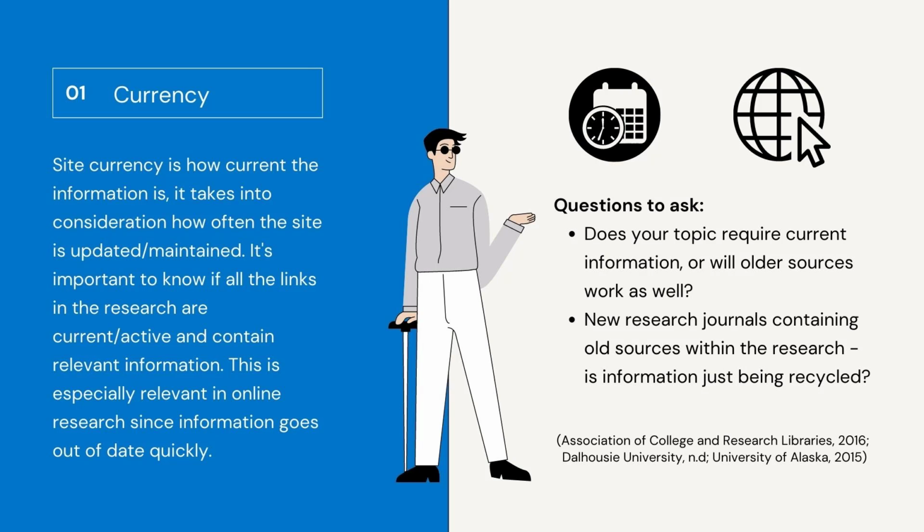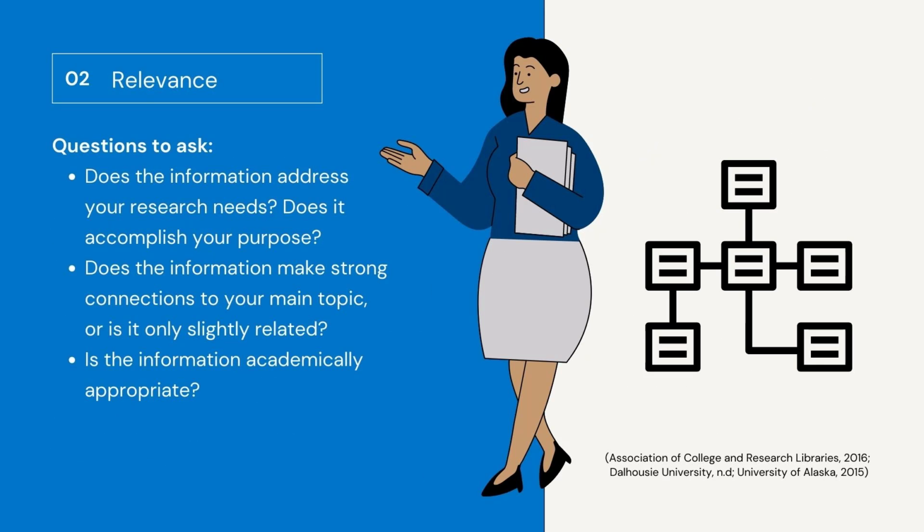Some of the questions to ask are: does your topic require current information or will older sources work as well? New research journals containing old sources within the research. Is information just being recycled? Next up is relevance. Questions to ask. Does the information address your research needs?